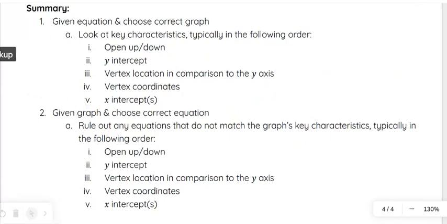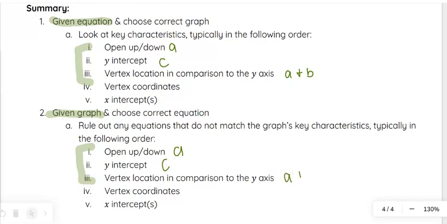So in summary, what you're really doing is you are looking either at the given equation or the given graph, and you're going to start by looking at if the graph opens up or down. And remember, that comes from your A value, your y-intercept comes from your C, and then your vertex location is A and B together. And you're really doing the same thing for the graph. You're just kind of working backwards. So we're looking at A for open up or down, C for the y-intercept, and A and B for the vertex location. So that's what we're doing on these types of problems to help you rule out options.